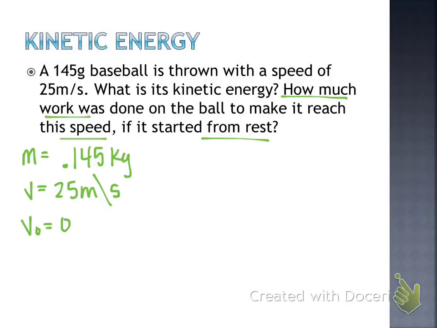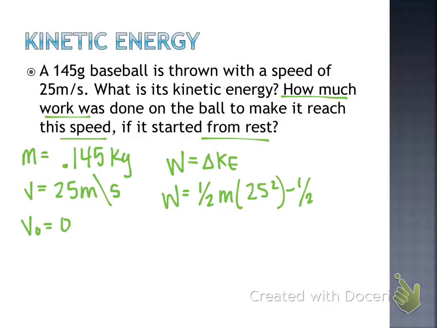Okay, so when we do our algebra here, we're going to say that work is equal to change in kinetic energy, right? So I'm going to say work is equal to 1/2 m 25 squared minus 1/2 m times 0 squared, right? I forgot to plug in my mass here on the first one. And if my initial velocity is 0, I just leave out that term.